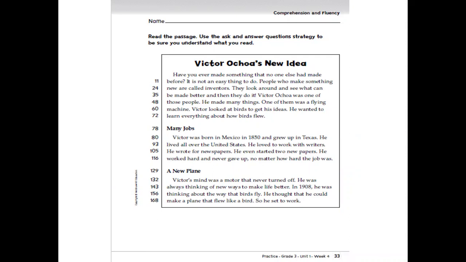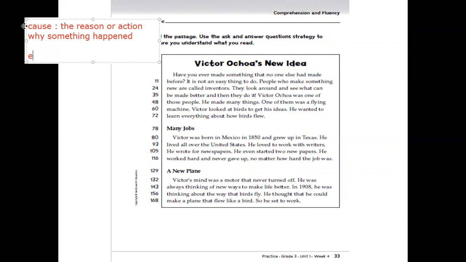Don't forget, let's write the meaning of cause and the meaning of effect. What's the meaning of cause? The reason or action why something happened. Cause: the reason or action why something happened. The effect: the result or reaction, what happened.